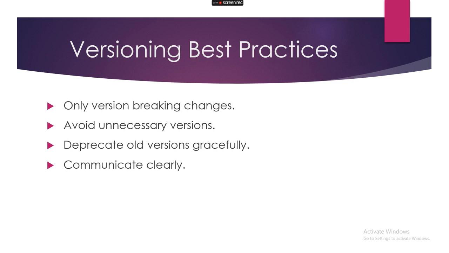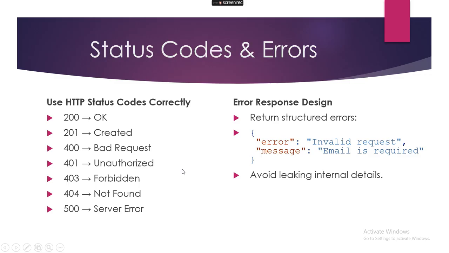But anyway, you have to understand what you're building and think about whether or not you have frequent updates and whether your updates will break the client implementation. If that's the case, then you want to implement versioning. If not, then you can just skip versioning for that particular API. Also, deprecate old versions gracefully. We'll talk about that, and communicate clearly in your documentation, of course.